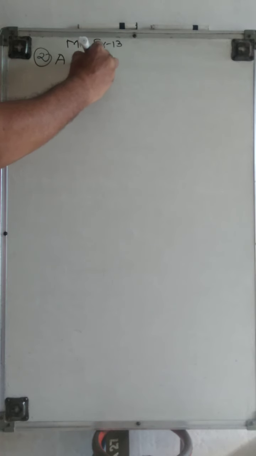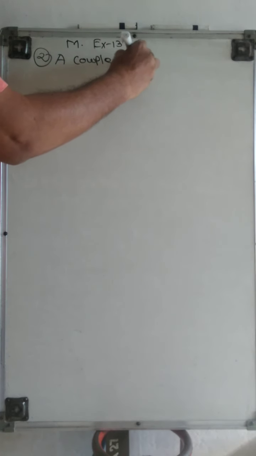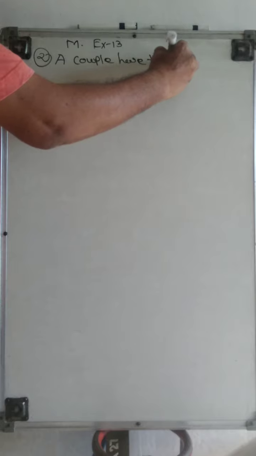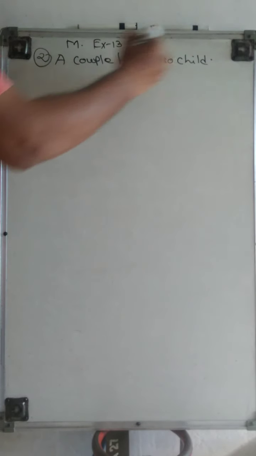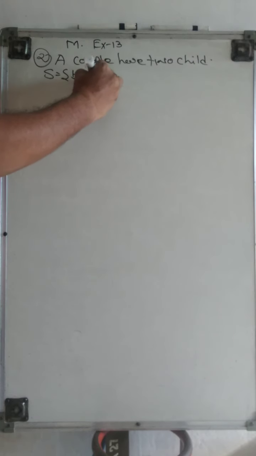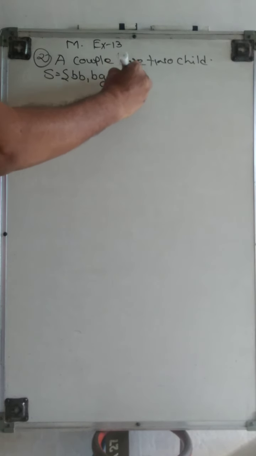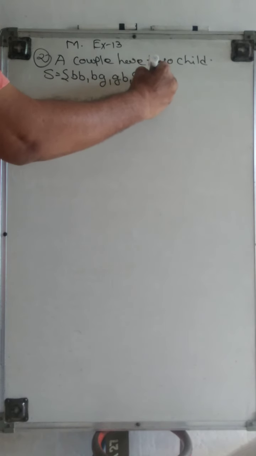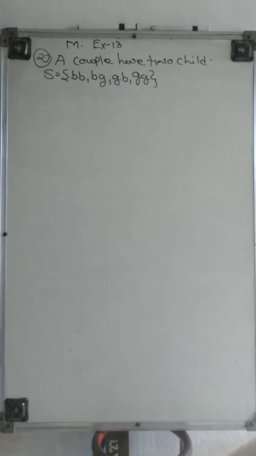Okay, so a couple has two children. So S is equal to either both boys, boy and girl, girl and boy, or both girls, right? This way we can find the sample space.